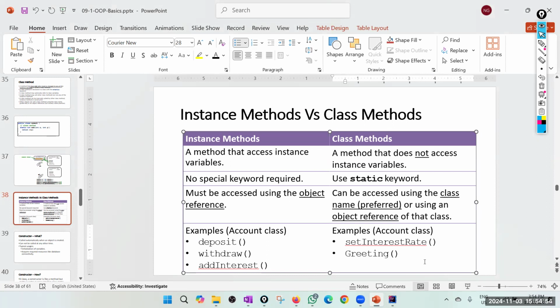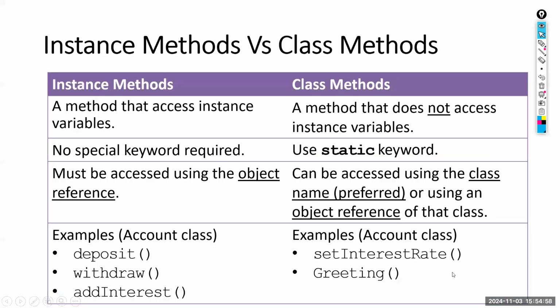So those are candidates for static methods. Static methods can access static variables, that is fine, but you can't access instance variables. Okay? But instance methods, why do you make it an instance method? Because they access instance variables.